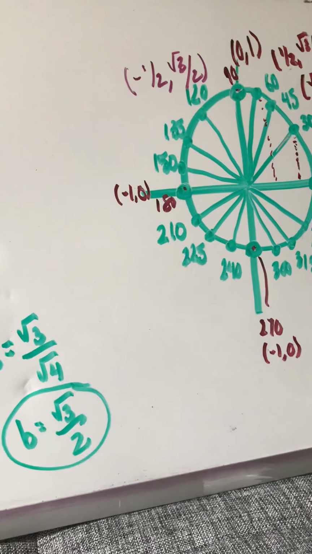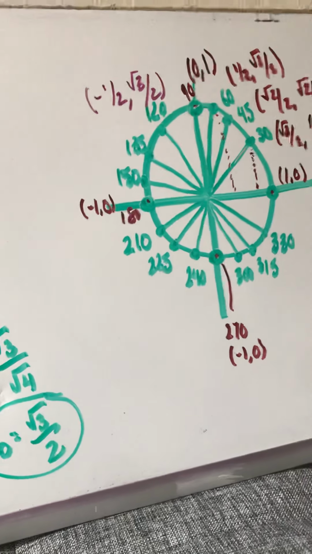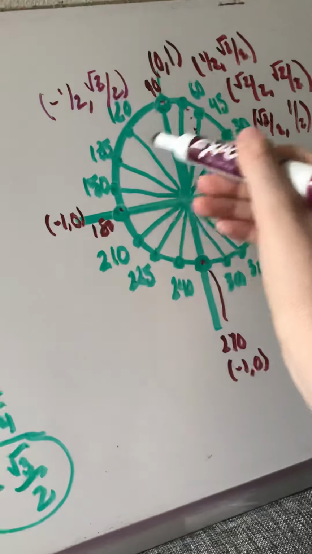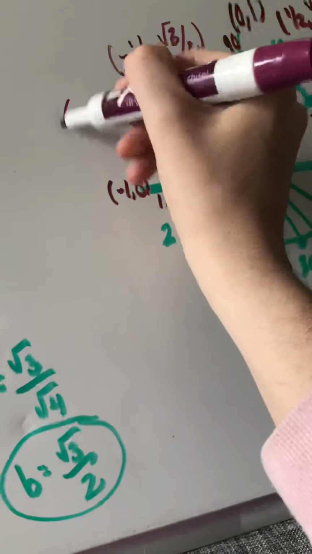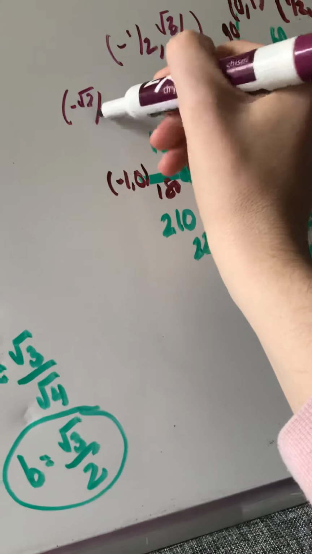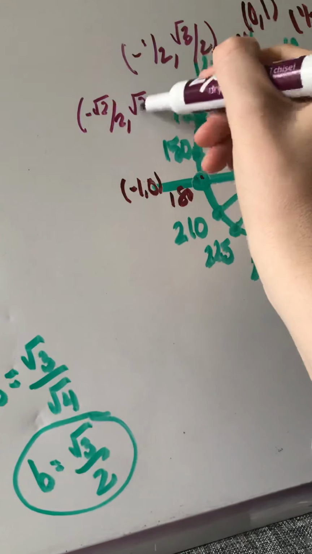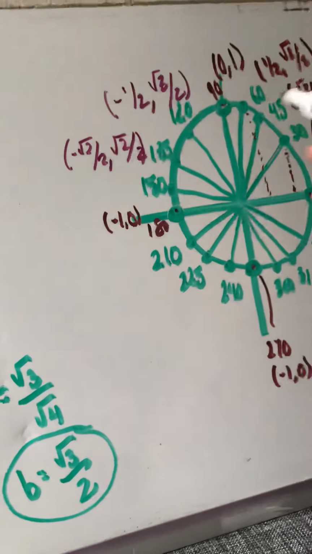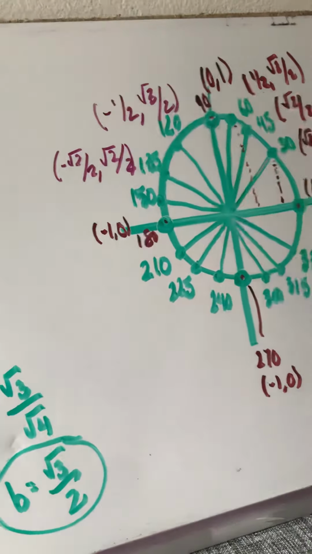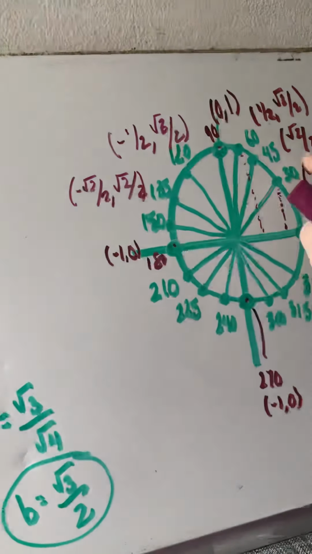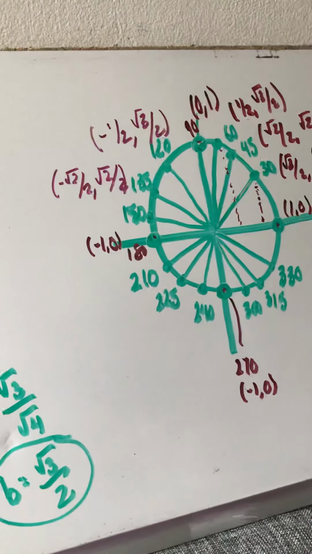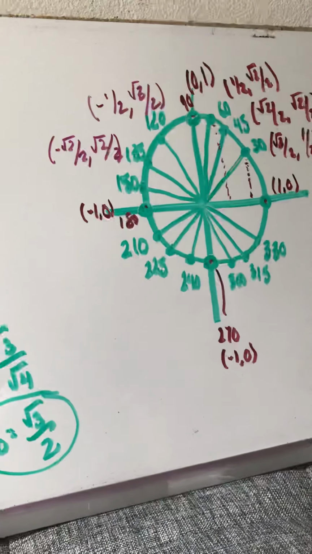At 135 degrees, the same pattern is going to happen. It's symmetric, so I know that I'm going to have negative square root of 2 over 2, comma, square root of 2 over 2. So my y values are staying the same, and my x values are flipping. This pattern is going to continue.